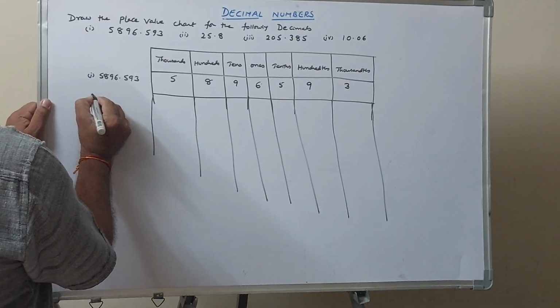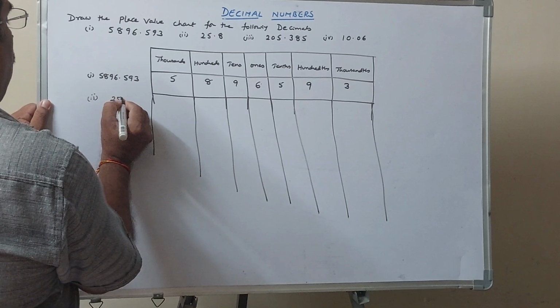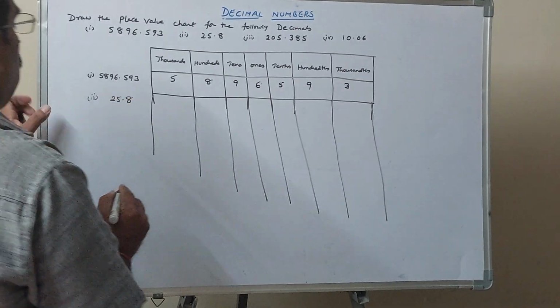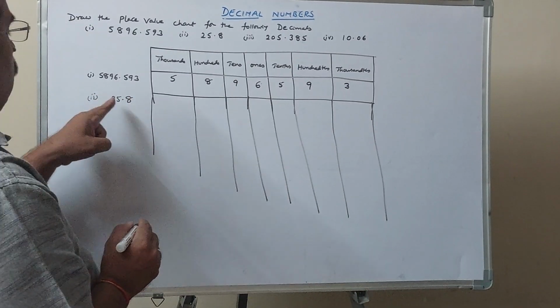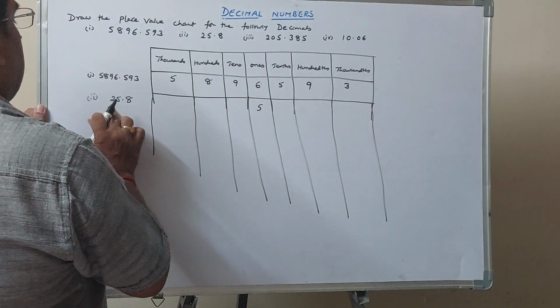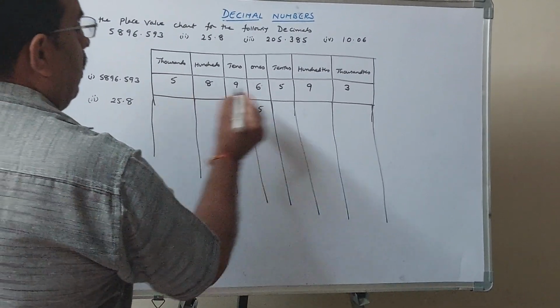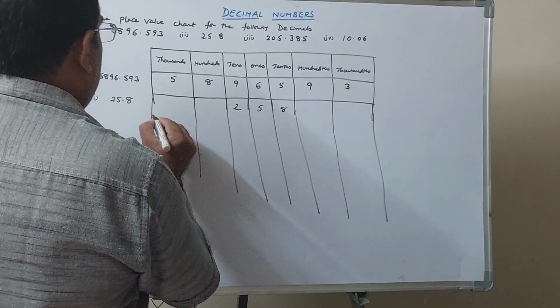Second one is 25.8. So whole number part is 25. So ones place is 5. Tens place is 2. 8 is in the tenths place. That's all.